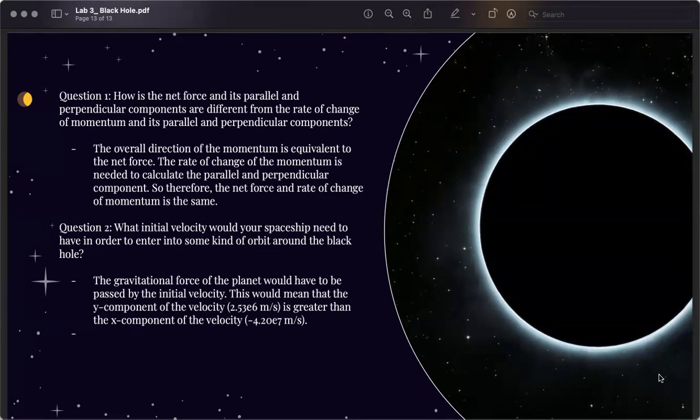And then question two, what initial velocity would your spaceship need to have in order to enter some kind of orbit around the black hole? And for this, my answer is the gravitational force of the planet would have to be passed by the initial velocity. So this would mean that the y component of the velocity is greater than the x component of the velocity in order for the spaceship to enter some kind of orbit around the black hole.